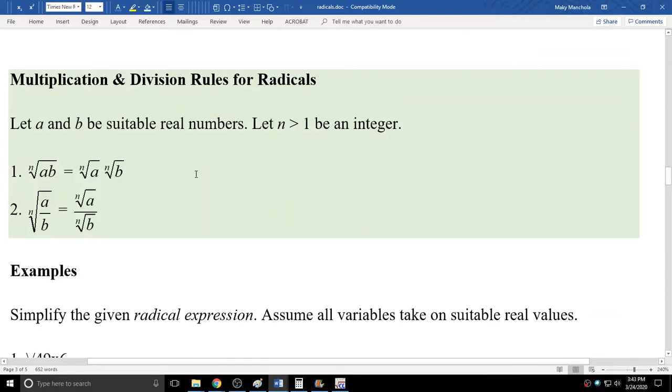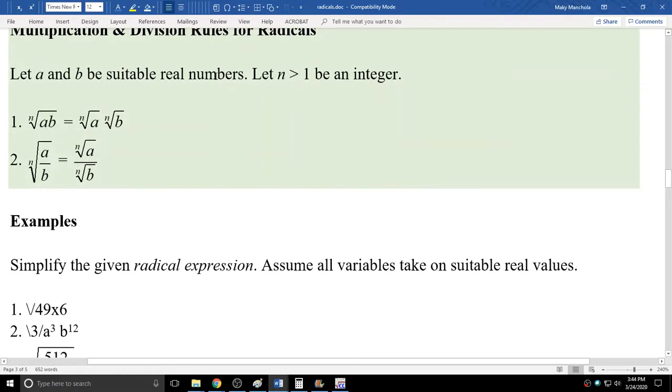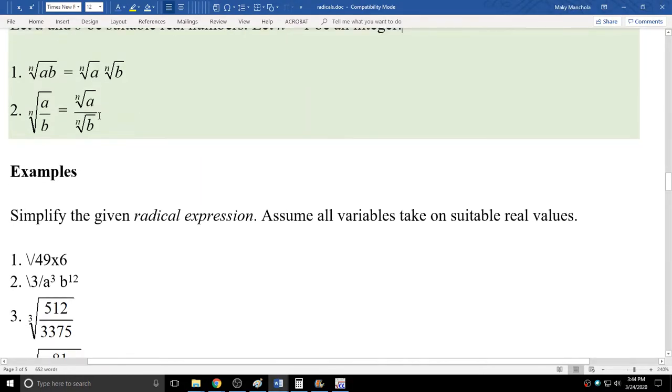Now let's talk about how to do operations with a radical. Let's begin with multiplication and division. Two rules. Let a and b be suitable real numbers and n greater than 1 be an integer, so it could be 2 or 3 or 4, etc. First rule, the nth root of a times b is the same as the nth root of a multiplied by the nth root of b. The nth root of a over b is the same as the nth root of a over the nth root of b.